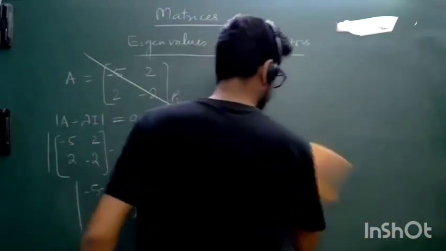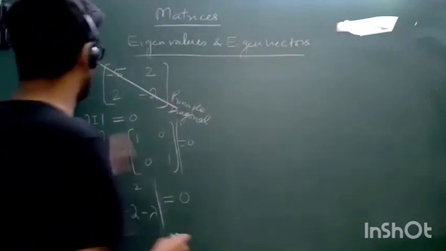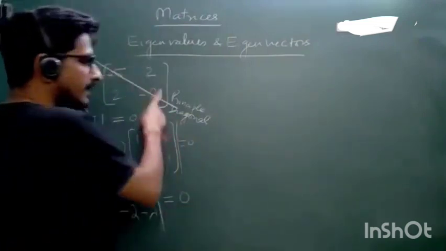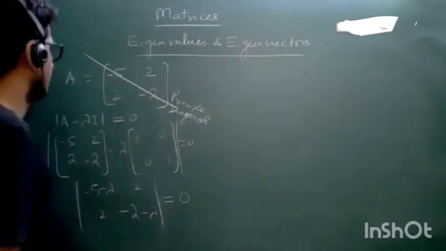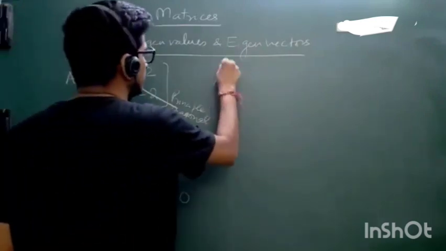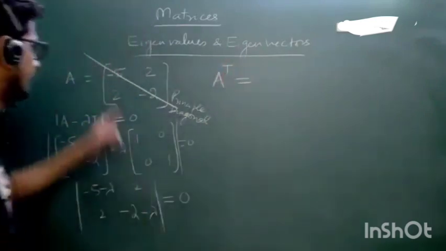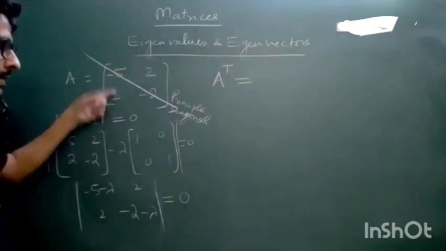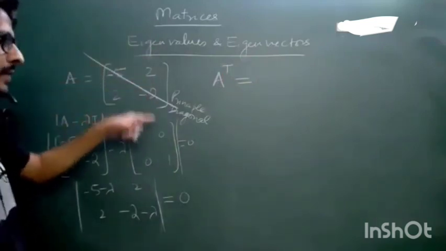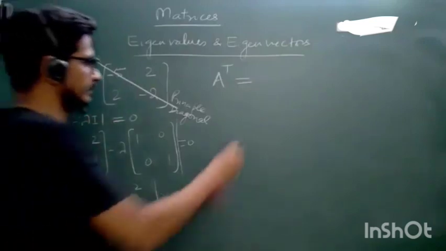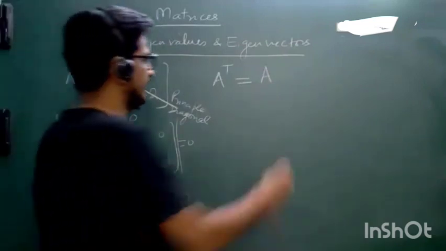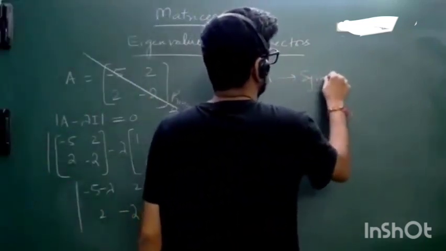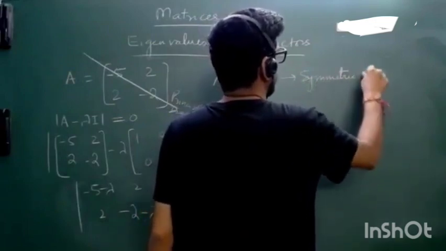This was the matrix A, and what type of matrix is this? This is a real matrix, all elements are real, yes? No iota is there. And if I take the transpose, A transpose, please see what will happen. Minus 5, 2, matlab rows are converted to columns, and 2 minus 2, it will not change. So A transpose will be equal to A. Such a matrix is known as symmetric matrix.